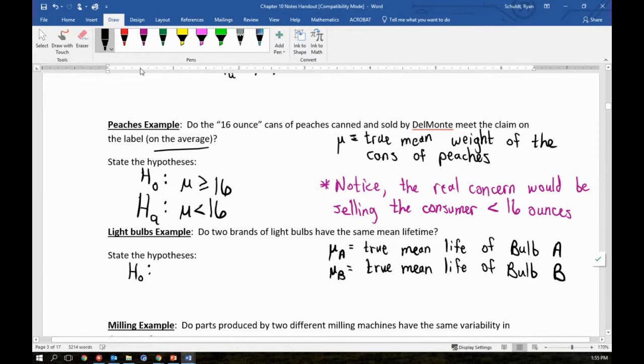So what are we given in the problem? Do they have the same mean? So what does it mean to have the same mean? They're equal. If they're equal, which hypothesis is it? Null. Perfect. So the null is mu A equals mu B. What's the opposite of equal? They're not equal. So the alternative is that mu A is not equal to mu B.